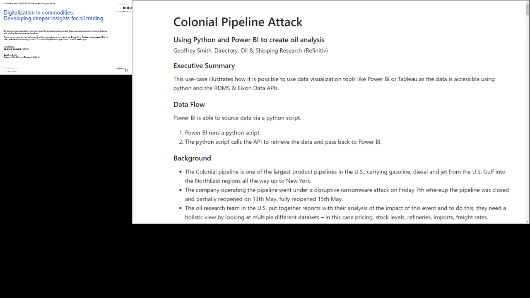So in terms of the data flow, how it works, Power BI and Tableau and many other tools are able to call Python scripts. So if Power BI can call that Python script, the Python script can then call the data APIs, so the Icon RDMS APIs, retrieve that data, pull it back in, and off we go.